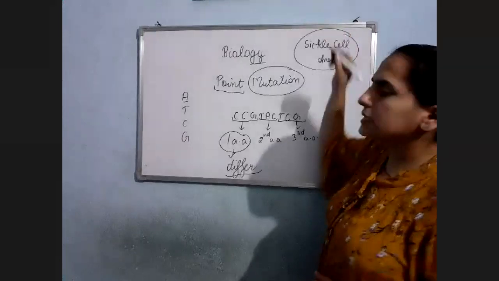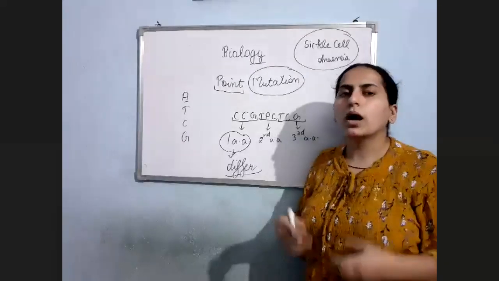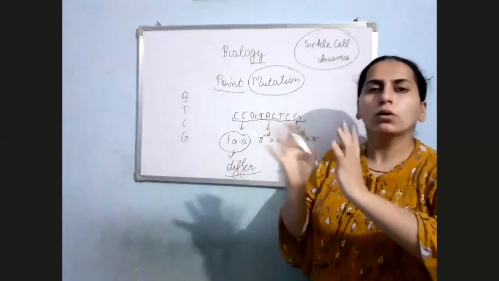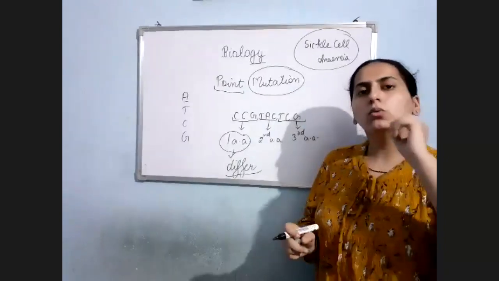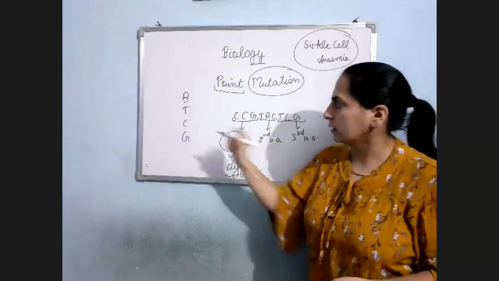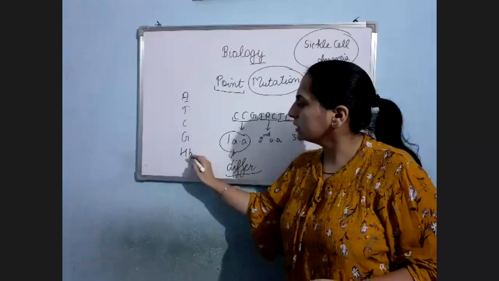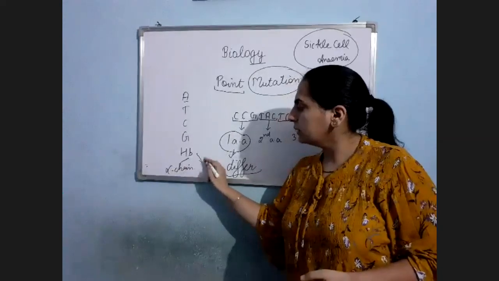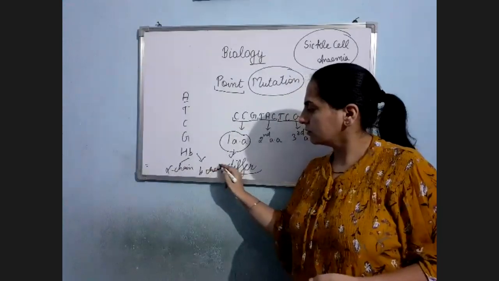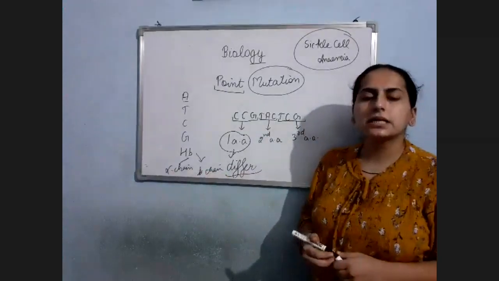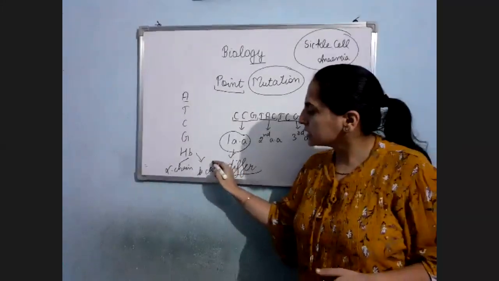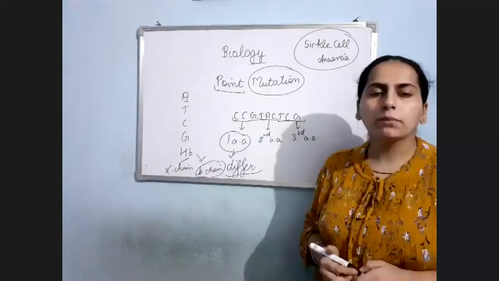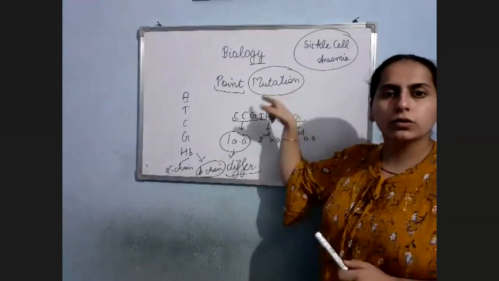What happens in sickle cell anemia? As you know, our hemoglobin is made up of polypeptide chains. Our hemoglobin is made up of 4 chains, 2 are alpha and 2 are beta. Suppose our hemoglobin is there. It is having alpha chain and beta chain. So now what happens in sickle cell anemia? In the beta chain, at the 6th position, there is a change in one amino acid and that is due to point mutation.